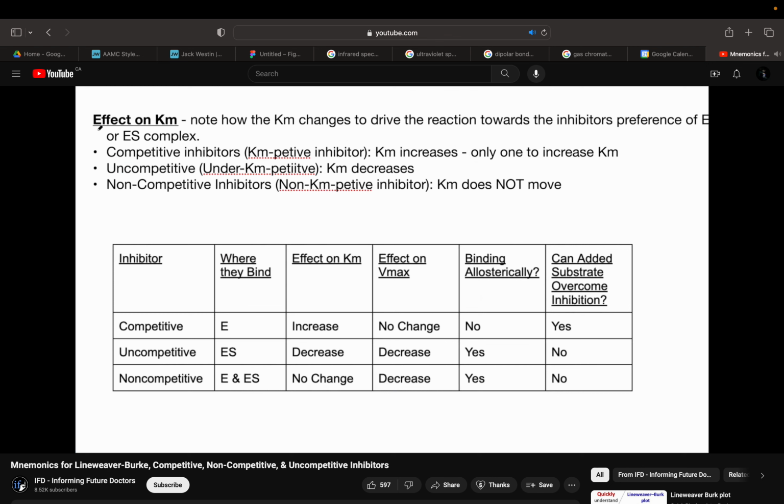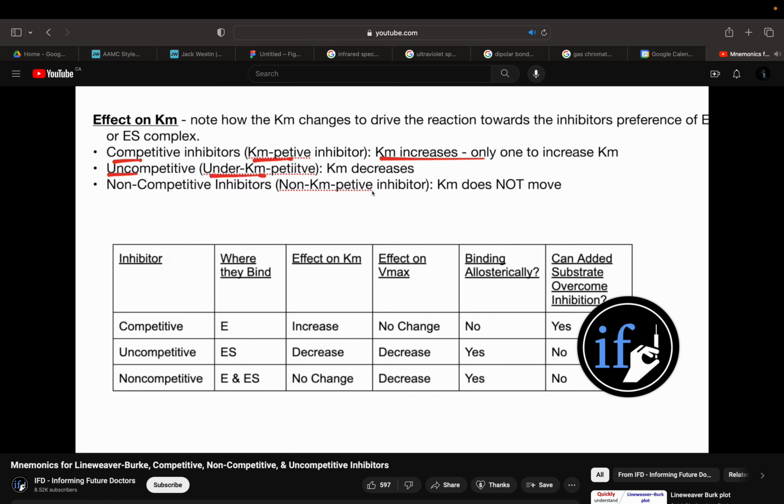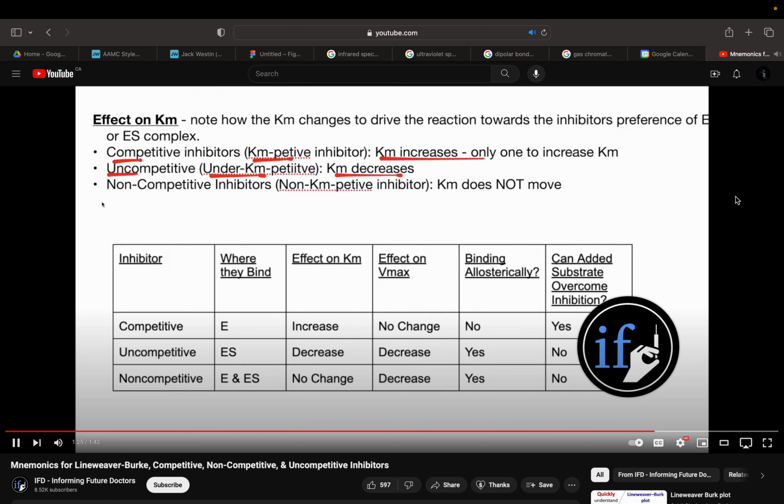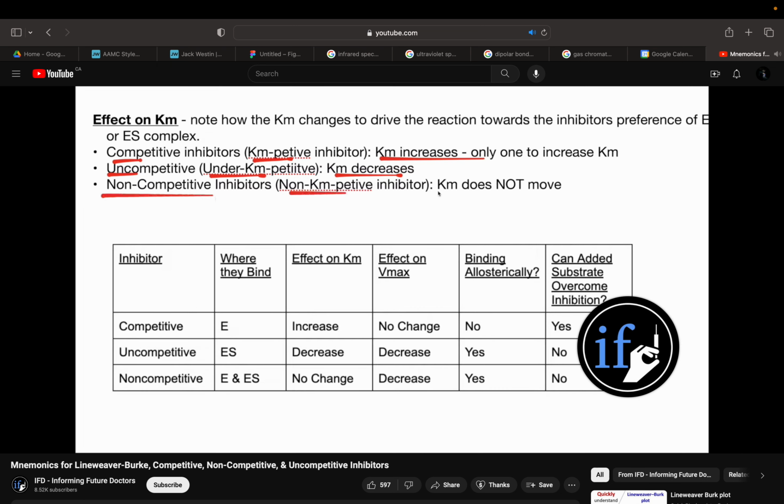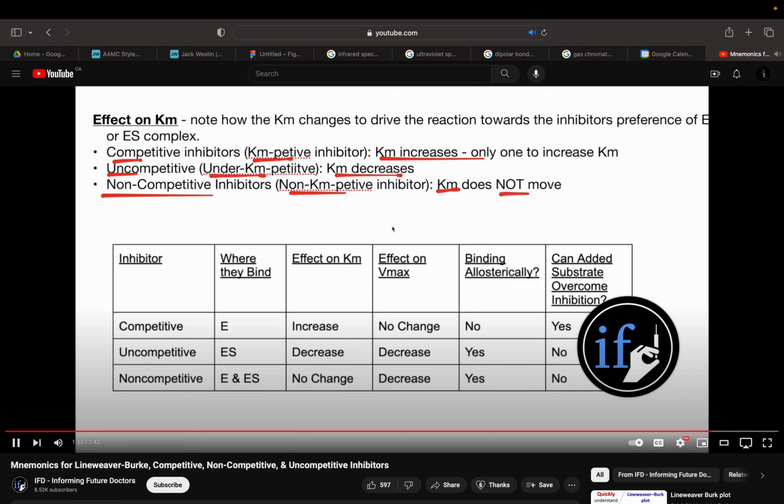And lastly, you want to think about the effects on Km. For competitive inhibitors, I think K-competitive, Km increases. For uncompetitive, I think under-K-competitive, meaning my Km actually goes down. And for non-competitive, again, I think non-K-competitive, meaning my Km does not move. There is no change.